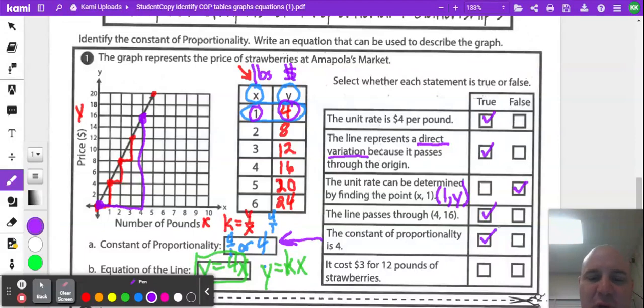It costs $3 for 12 pounds of strawberries. So I'm going to go to $3 here. Oh, wait, no, $3 is over here, and 12 would be out here. Oh, that doesn't match up. 3 pounds of strawberries cost $12. So they just got it mixed up here. That is 3 pounds for $12. So they got it backwards. So again, our second false statement. All said and done, we got true, true, false, true, true, false.